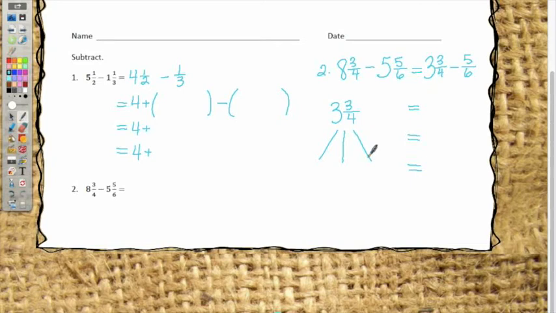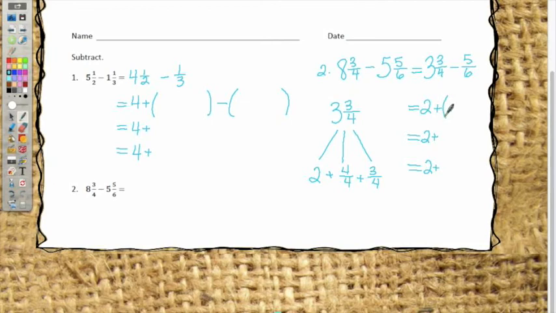Okay, that'll remind you what you're doing. So if I borrow 1 from the 3, what do I have? 2. Okay, what do I write here next, Jasmine? 2 plus 4/4 plus 3/4. Okay, so on this one, 2 plus 4/4 plus 3/4. Very good. You'll have to get your 2 on there before you start working the problem.